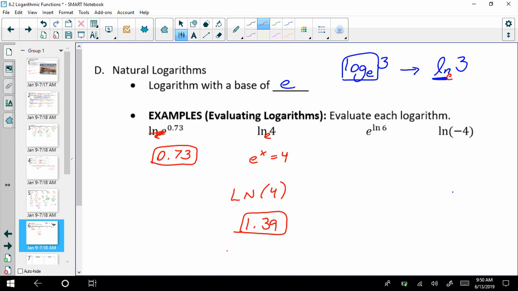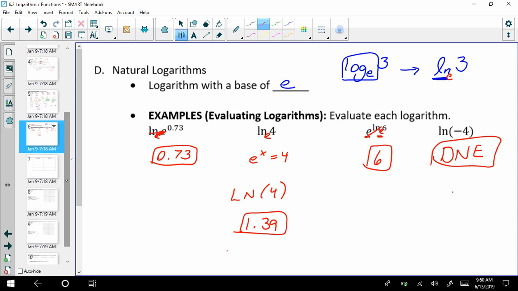Next one, e raised to the ln of 6. Let's write in the base number of e. Hey, they're both the same, so they cancel. And I'm left with what's left, the 6. And the last one, natural log of -4. Go ahead and type this one into the calculator. Natural log -4. You should get an error. Why? Logs don't like negatives. There is no exponent I can raise something to and get a negative answer out. It's not possible.